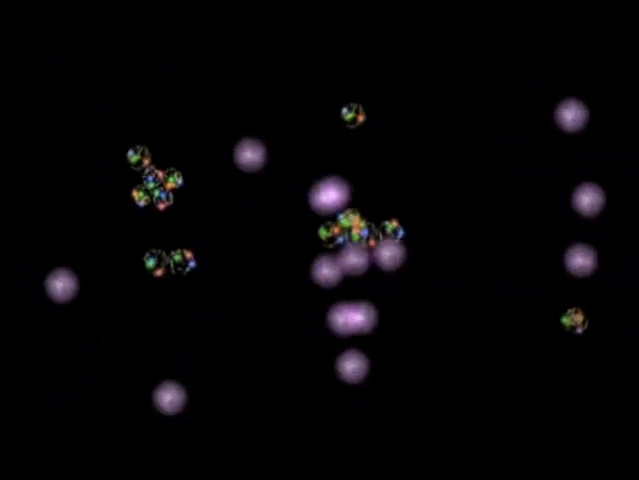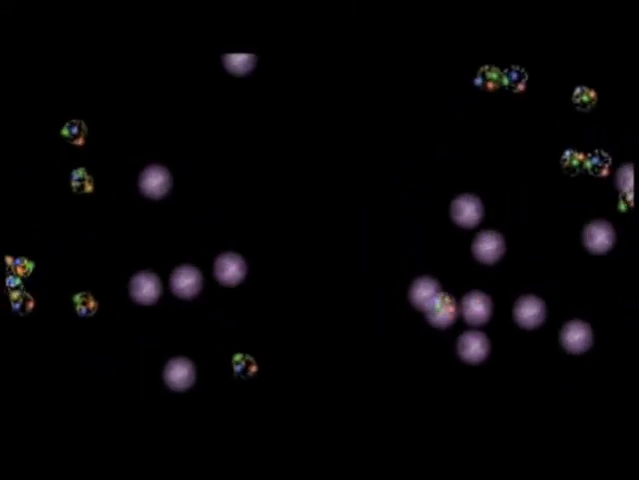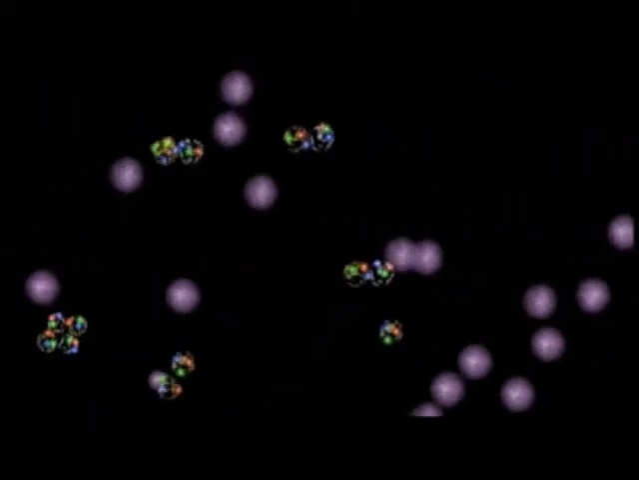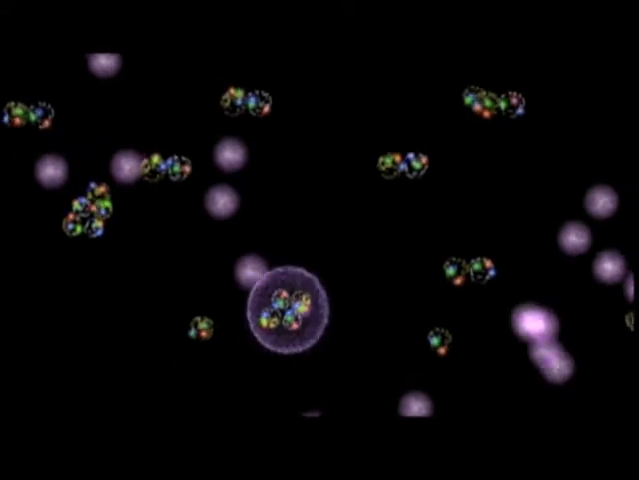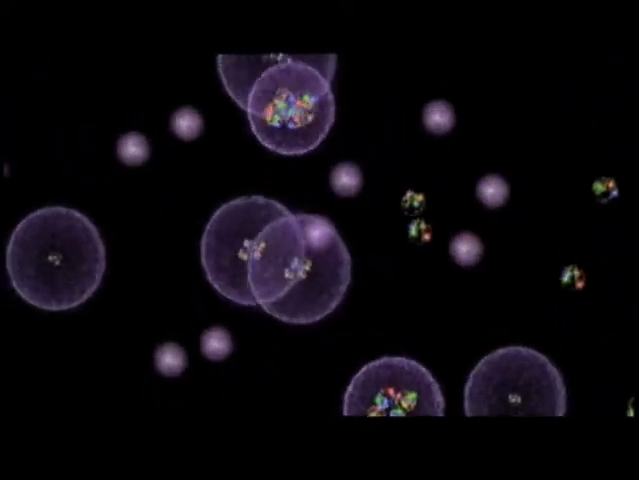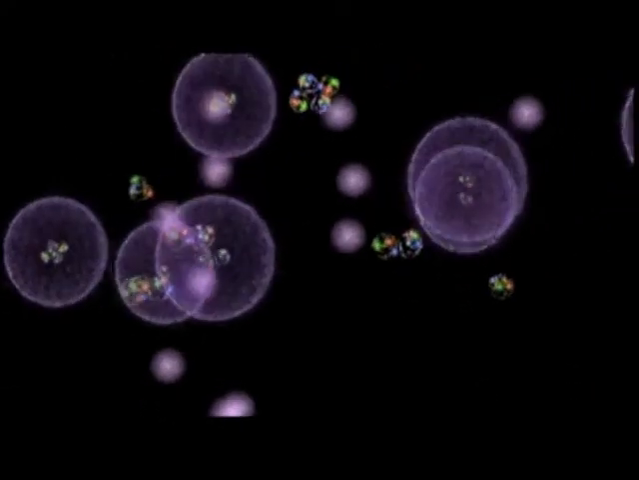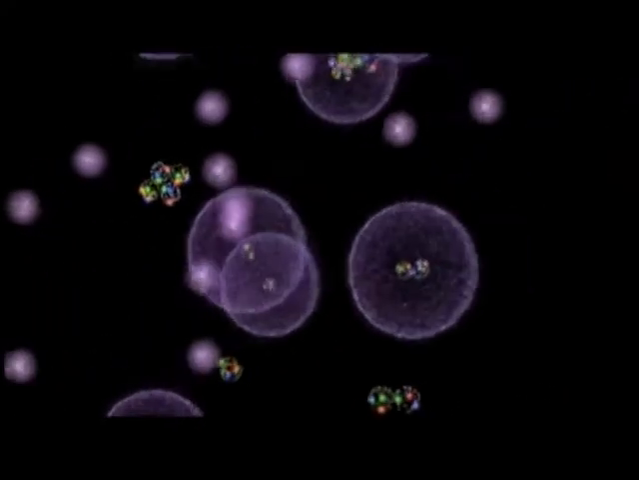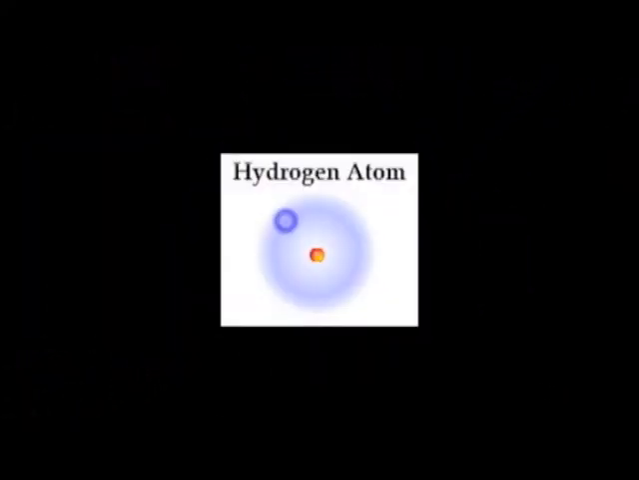Atoms are formed when the positively charged protons in the nucleus capture the negative electrons. Neutral atoms capture one negative electron for each positive proton in the nucleus. So, hydrogen has one electron to go with its one proton.